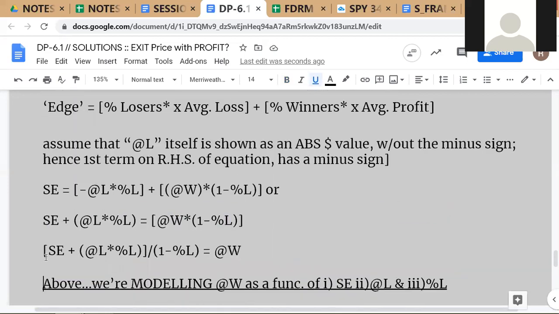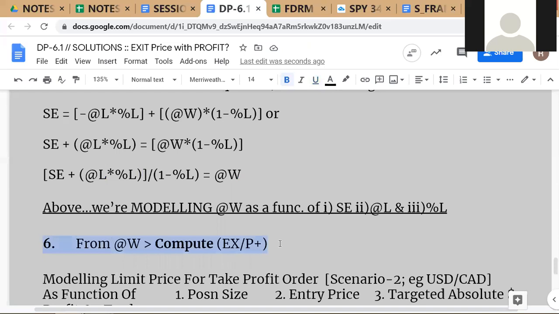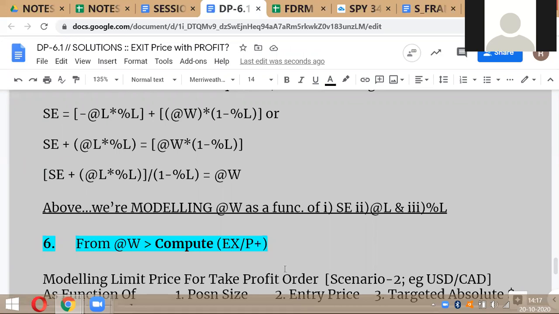Okay, so next step is, from average win, compute exit price. This part we didn't do the other day. We have spent a lot of our time recapping some stuff, about 45 minutes, but it's okay. These are important calculations and you have to understand them properly. And you will not find them in most finance books because they don't deal with these kinds of aspects, in the textbooks.